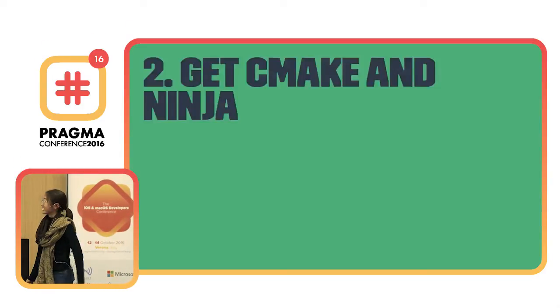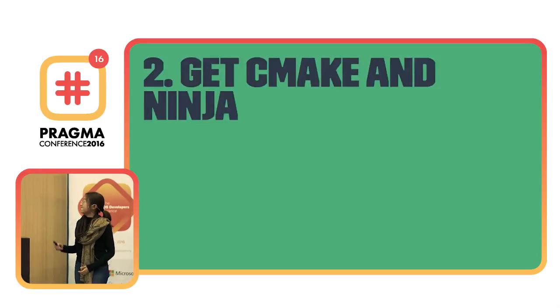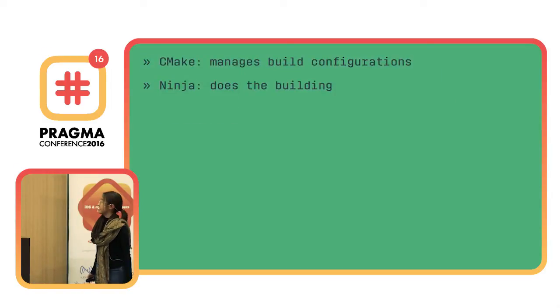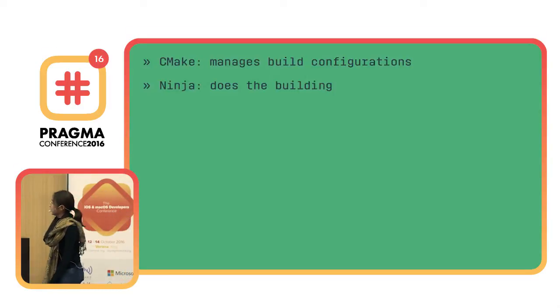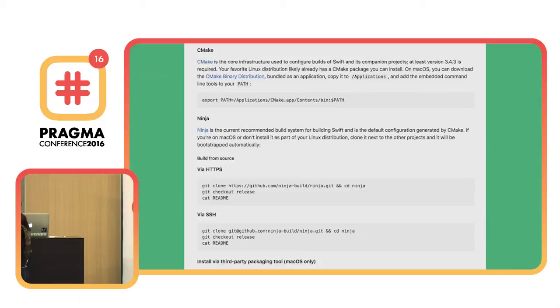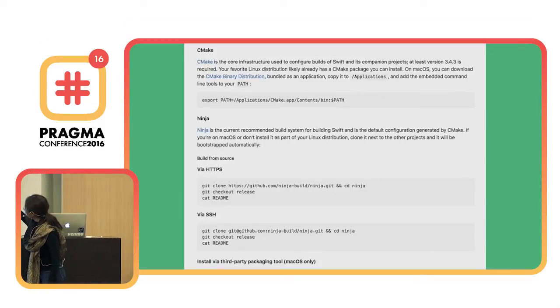So what are these things? CMake is the thing that manages all of your build configurations, and Ninja is the thing that actually does the building. So we'll see these things in action later. So how do we get CMake and Ninja? If you look at the README, it shows you that you can get CMake by doing all those things, and Ninja you can build from source.